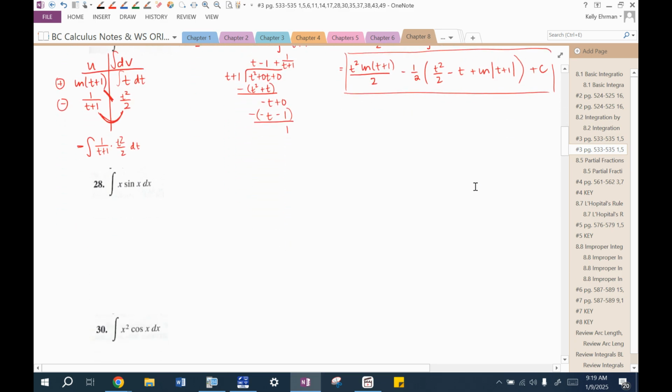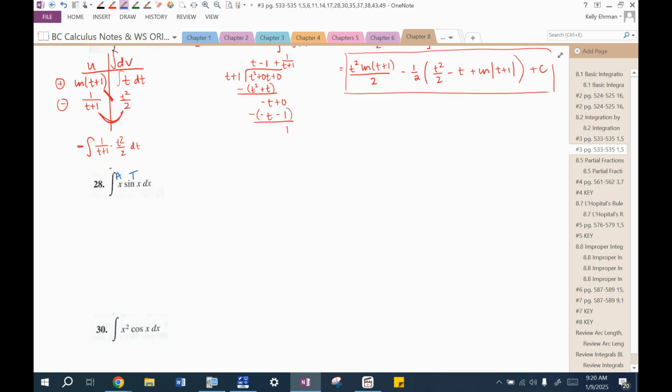Okay, 28. We have something algebraic and we have something trig. And u sub is not going to work because the angle inside of the trig value is the same degree as what's out here. So nothing's going to cancel. So this is by parts.